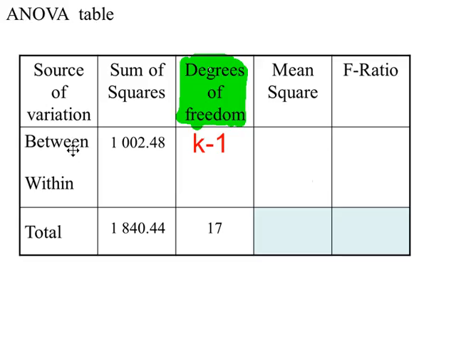For between degrees of freedom, we have 3 samples, A, B and C. So 3 minus 1, 2 degrees of freedom. Or we can say there's K samples, K minus 1, 2 degrees of freedom. And once again, the missing value here, 17 minus 2.